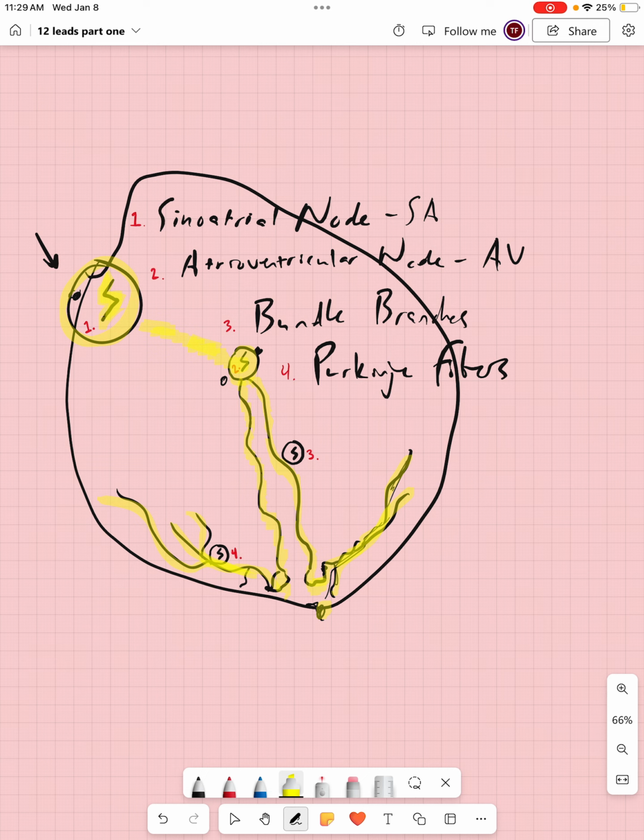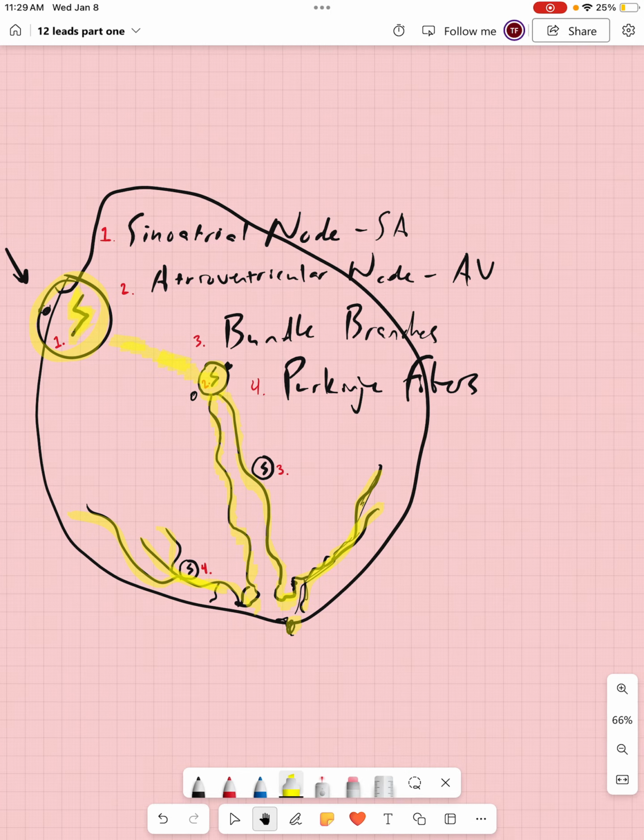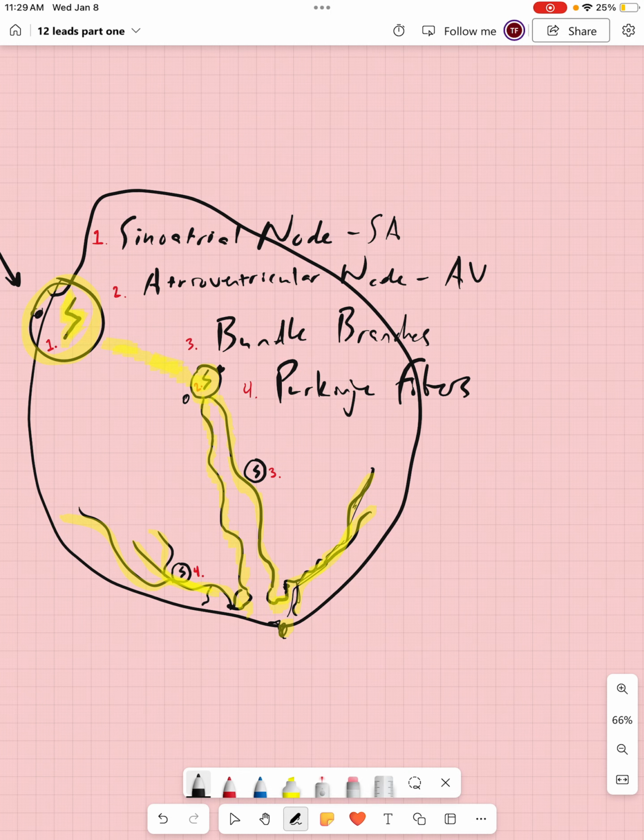I want to go over some things that might not go correctly. So our SA node generates an electrical impulse at a specific rate, as do these other sites as well, but they're not the same. And so the SA node is going to generate an impulse at 60 to 100 beats per minute. That might sound familiar. Well, that is our quote-unquote normal heart rate range for vital signs.